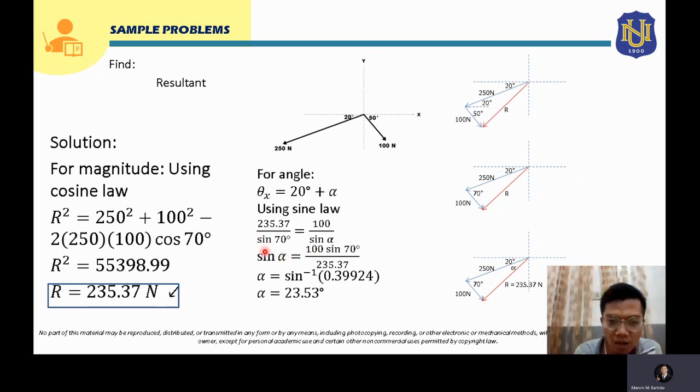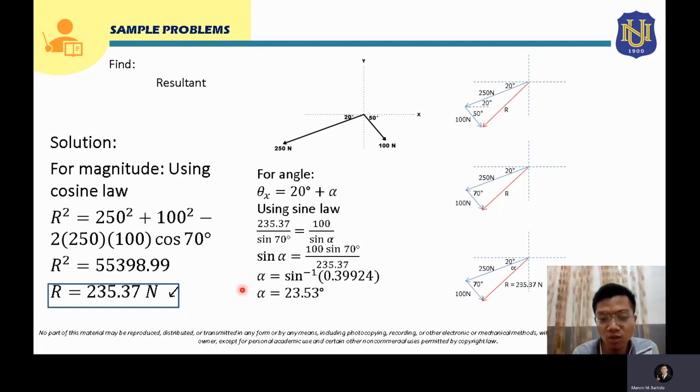Now, after having this equation, you can now solve for alpha by putting this 100 sine 70 degrees over 235.37 inside your arc sine. If you input 100 sine 70 degrees over 235.37 to your calculator, that will give you 0.39924. So you solve for its arc sine to get the angle alpha. Solving arc sine of 0.39924 will give you 23.53 degrees. So this will be your alpha now.